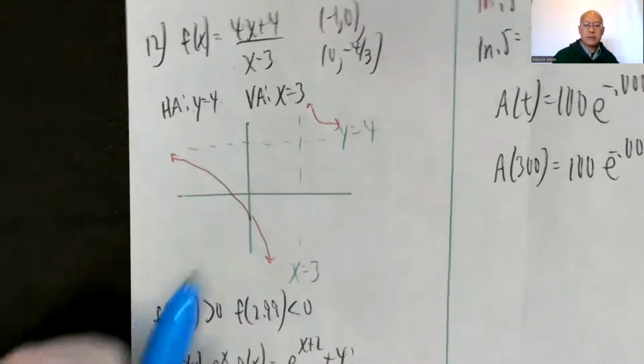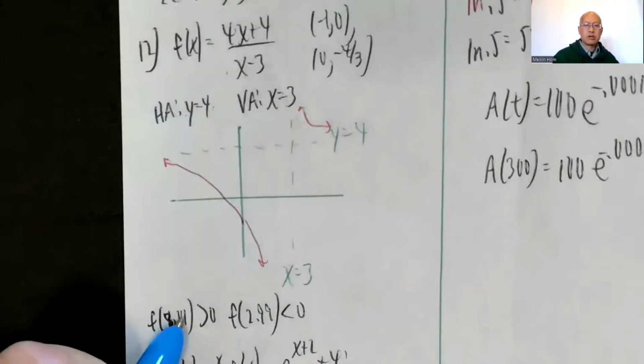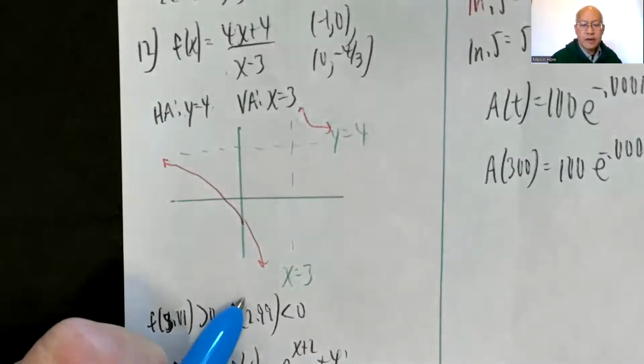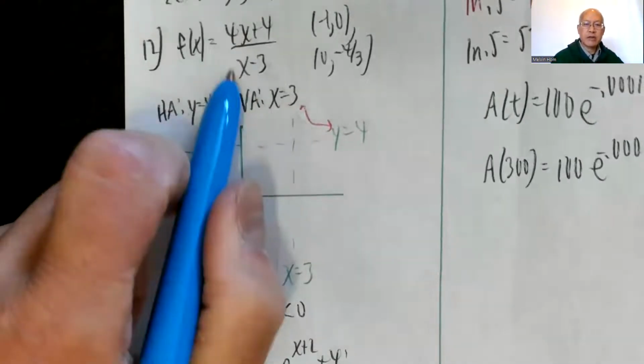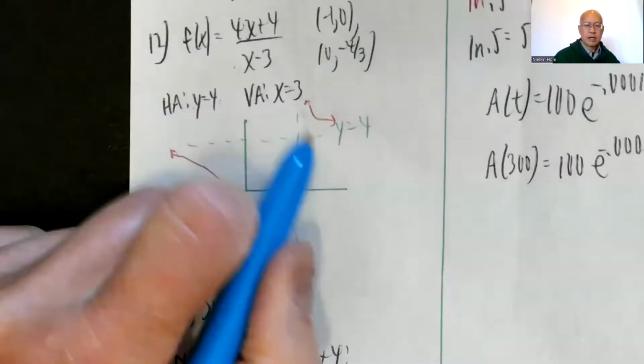And either side of the asymptote, f of 3.1, that's positive, that's positive. So it's bigger than 0. So it's going to shoot up toward infinity. And a little bit to the left of 3, like 2.99, that's positive, that's negative. So it shoots down, less than 0. So the graph looks something like that.